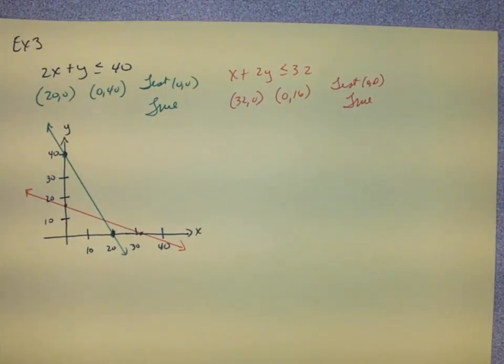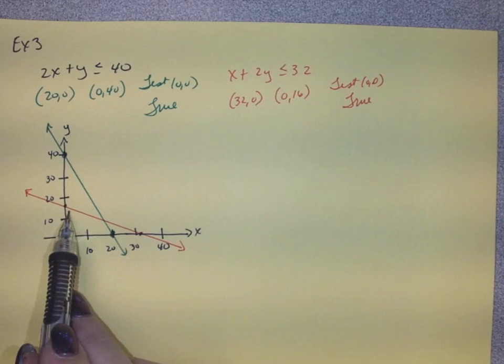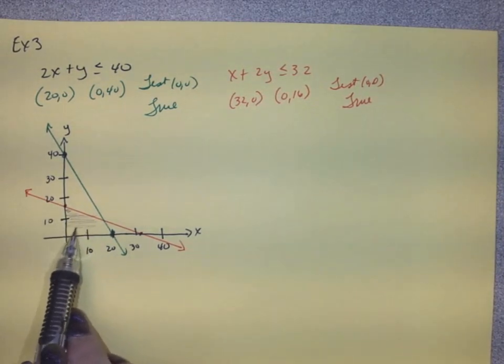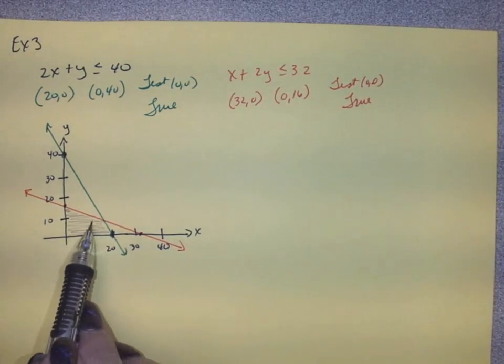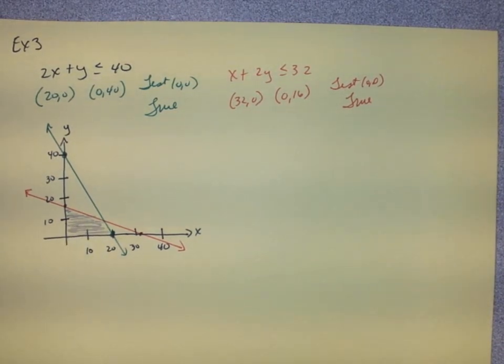All right, and on our graphs, the test point of 0, 0 was true for both. So it's going to be this part right here. This will be our solution. Now, on this one, we were actually asked, this is on example 3, it says to maximize. So to maximize, we're going to need the corner points. So let's go find our corner points.